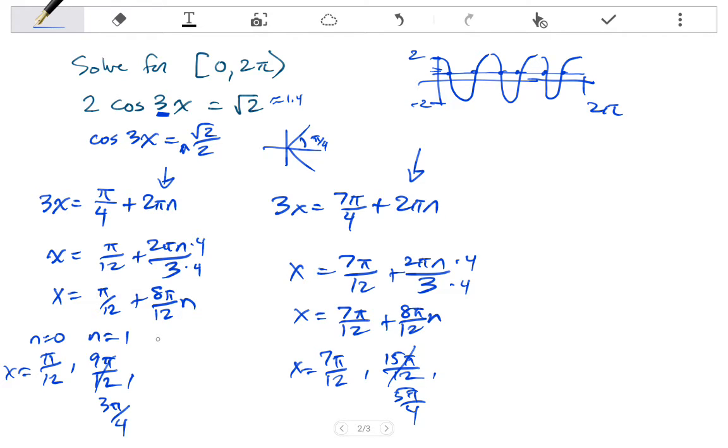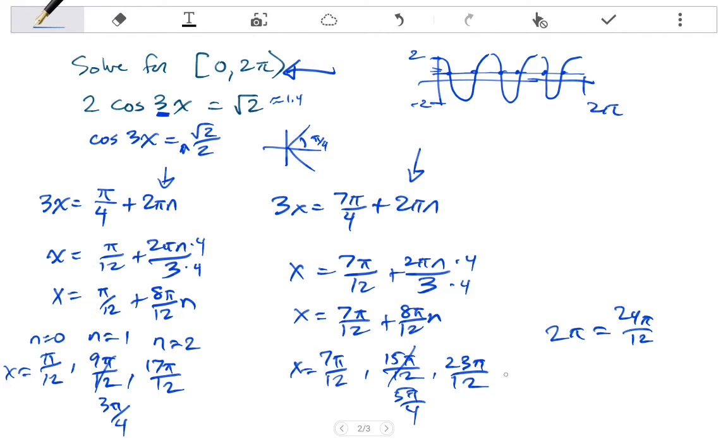Alright, and then let's do another one, n equals 2. When we add another 8 to our value here, keep in mind it was 9 pi over 12, so if we add 8, we're going to get 17 pi over 12. And over here, when we do 15 plus 8, we'll get 23 pi over 12. Just verify, you want to make sure you don't go beyond 0 to 2 pi. Now 2 pi is technically the same thing as, since we're doing over 12, 24 pi over 12. Just make sure you don't go beyond 24 pi over 12.